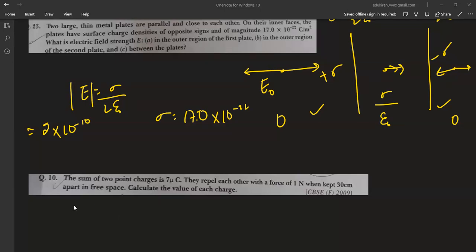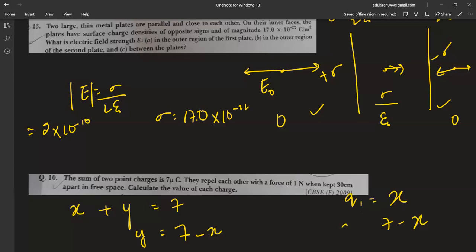See, let's take one charge as x and the other charge as y. So their sum is 7. Fine. So let us say one charge is x. So what is the value of y? y's value is 7 minus x. So one charge is x, the second charge is 7 minus x. This is q1, this is q2.